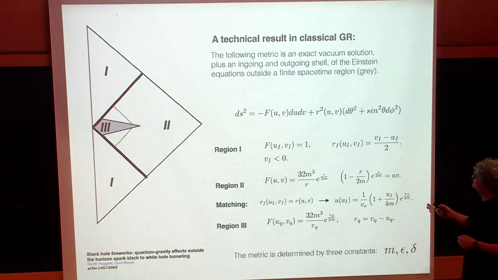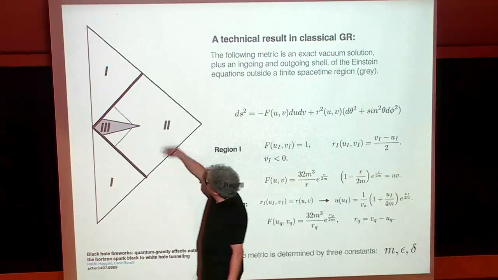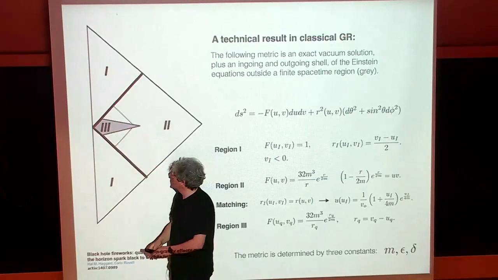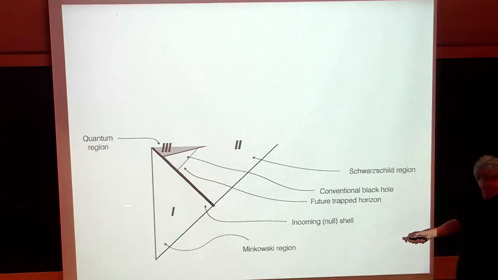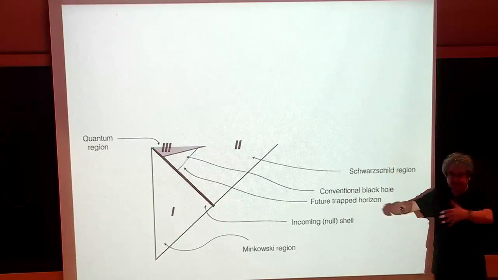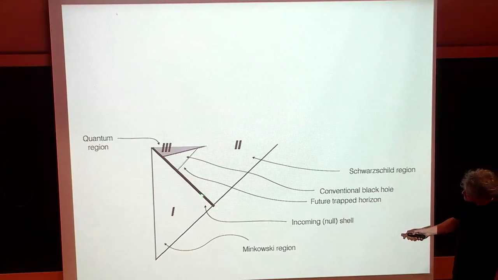So the statement is the following. There is a metric, which is written here, but I'm illustrating it. This is its Penrose diagram, which is an exact solution of the Einstein equations everywhere except in this gray region here. So let me illustrate it here. It's Minkowski here. Then you have a shell that comes in. We took a null shell because it's easier to do a calculation. So it's Schwarzschild here. The shell has a certain mass. It enters its horizon, at 2m. So this is a trapping horizon. And so far, so good.